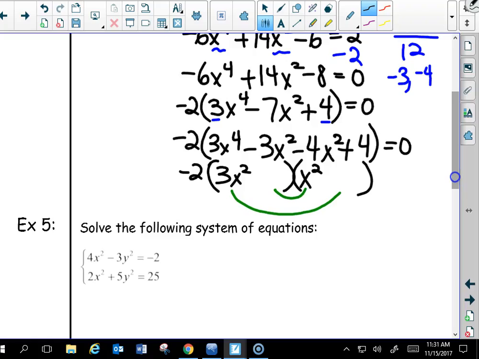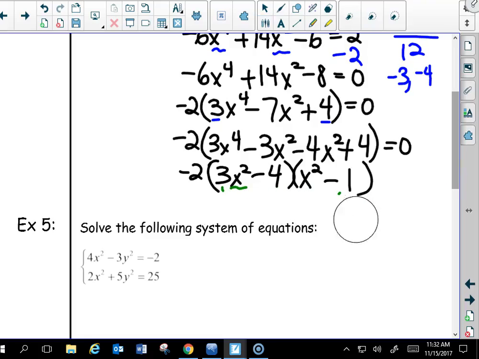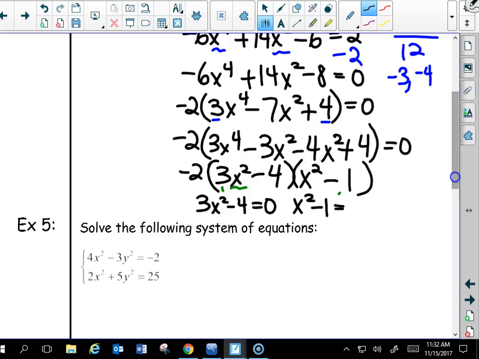Well, with the 3x squared here, the only way this is going to work is if I have a negative 1 here. That'll give me my negative 3x squared. So the last multiplication has to give me my negative 4x, and that will work out that way. So, get rid of this. I have 3x squared minus 4 equals 0, and x squared minus 1 equals 0.